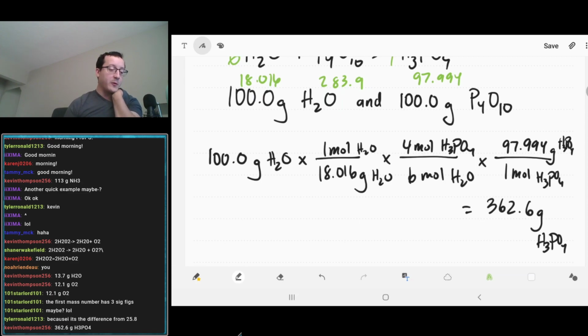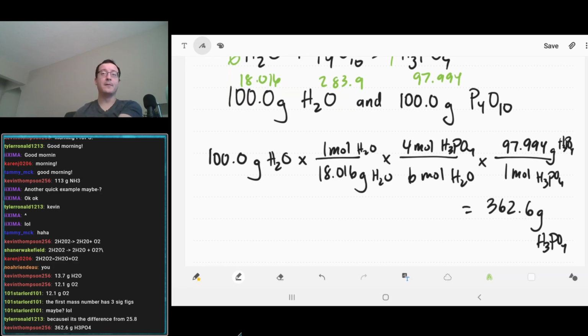Alright, so before we go any further, let's look at this number. We have 362.6 grams of phosphoric acid. However, we only started with 200 grams on the top, right? We started with 100 grams of each reactant. So that's a problem, right? We can't just all of a sudden come up with an extra 162.6 grams. That doesn't make sense. So keep that in mind.